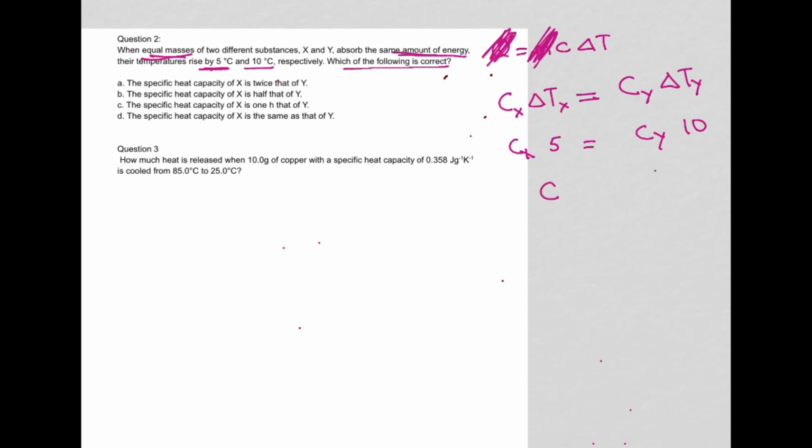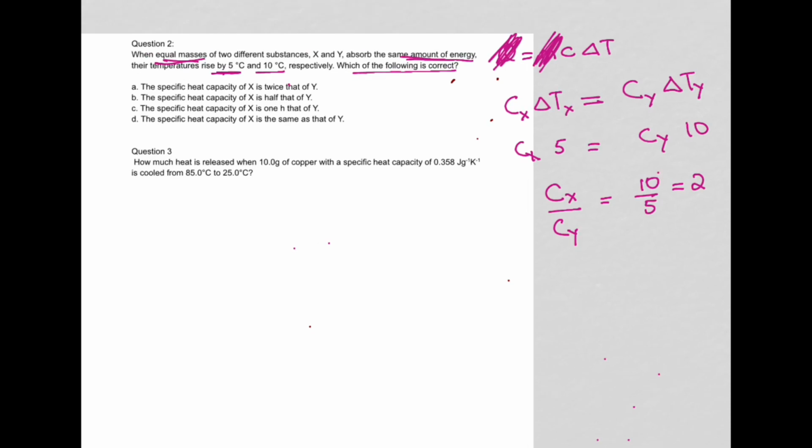So then Cx over Cy is equal to 10 over 5, which is equal to 2. Therefore, Cx is equal to 2 times Cy. So specific heat capacity of X is twice that of Y. So this is what it means. So statement A is correct.